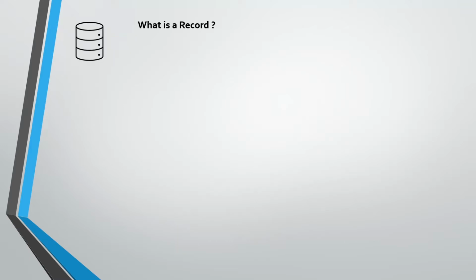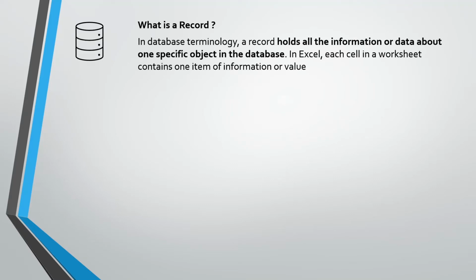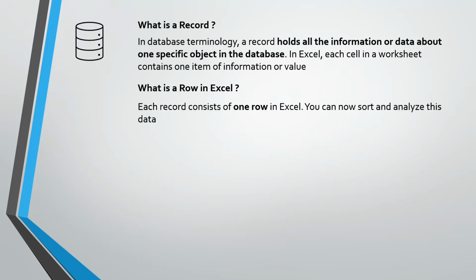Like, what is a record? A record holds the information about one specific object in the database in Excel. Each cell in a worksheet contains one item or information value. And what is a cell in Excel? I will continue with that shortly. What is a row in Excel? Each record consists of one row in Excel.